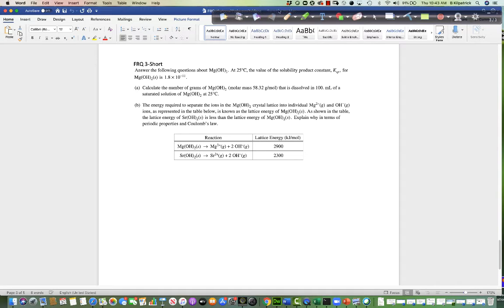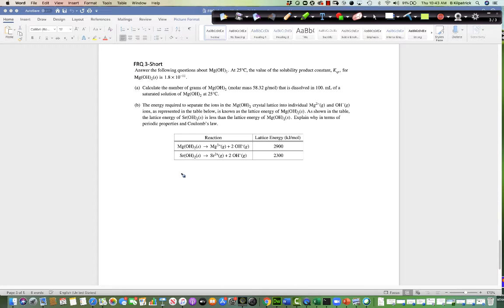I'm going to go over this short FRQ right here. Part of this is a KSP problem, and the other part deals with lattice enthalpy. The first one says calculate the number of grams of magnesium hydroxide that is dissolved in 100 milliliters in a saturated solution. It gives the KSP value, so automatically you should know that you're going to be doing something with that.